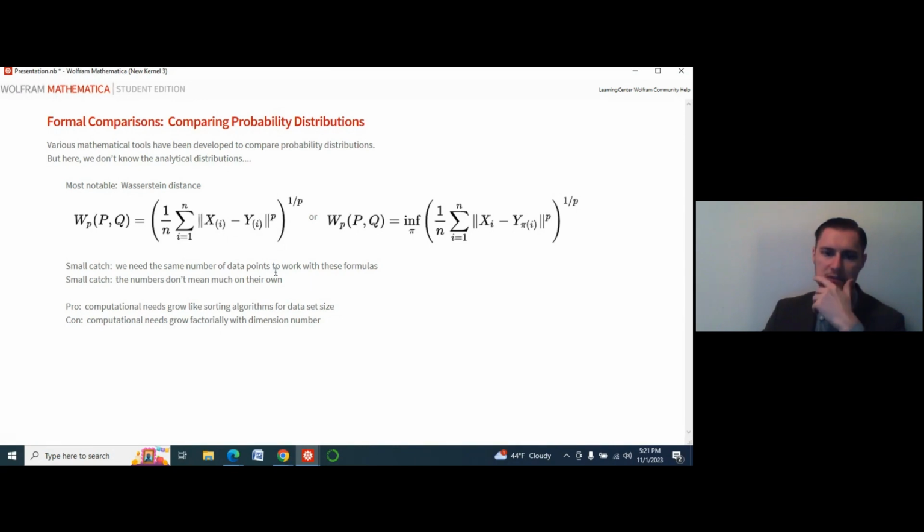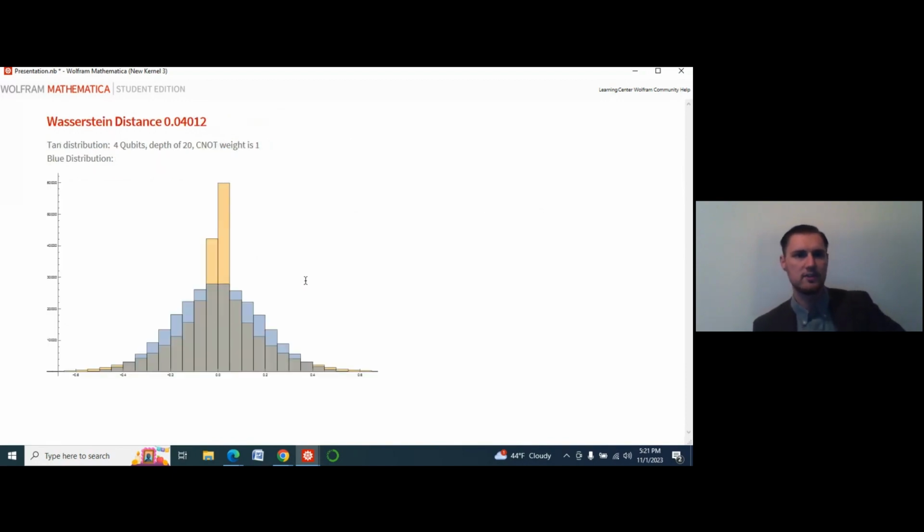Otherwise, you can't do the summation, and so you have to do other things in that situation. And the numbers also don't mean much on their own. So let's look at this. Here's a Wasserstein distance of 0.04012.